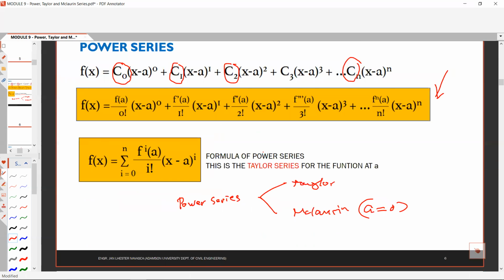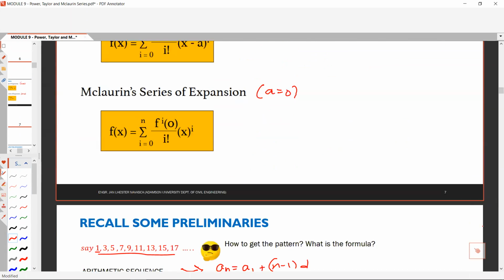sulat ko na nga. So f of x is equals to c sub 0, f of a 0 factorial x minus a raised to 0. Okay, f prime of a I factorial x minus a raised to I. Okay, so sulat natin yan dito.